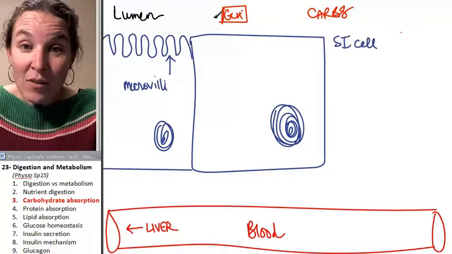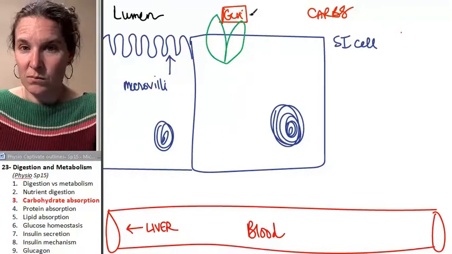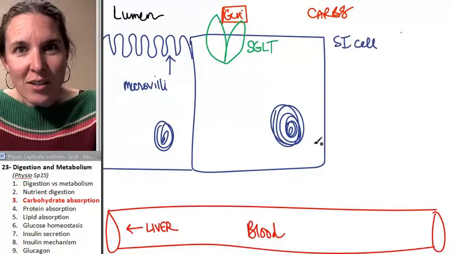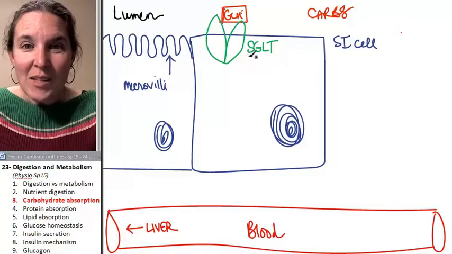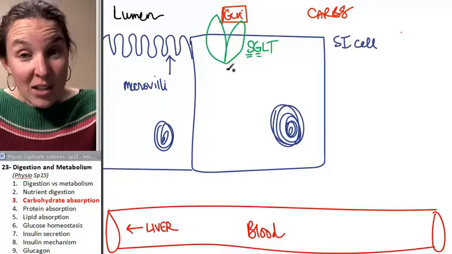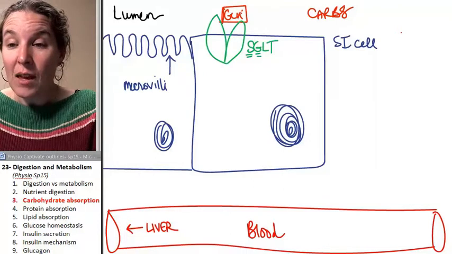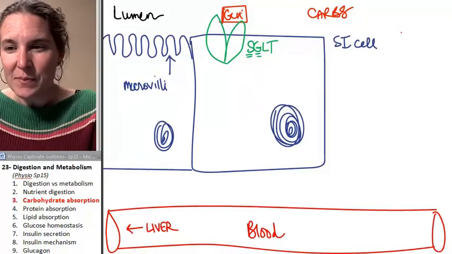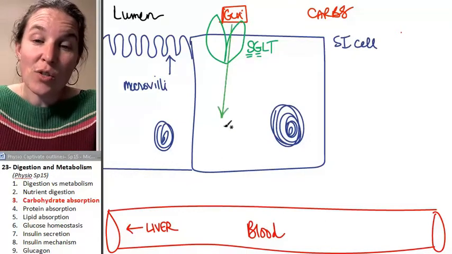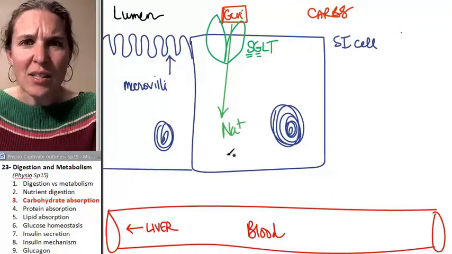One guy that's involved, somebody you know, and I'm drawing, it's a transporter. It's SGLT. Do you guys remember SGLT? SGLT, sodium glucose transporter. SGLT operates by taking glucose against a concentration gradient by moving sodium down a concentration gradient. So sodium is coming into the cell through SGLT, down its concentration gradient.